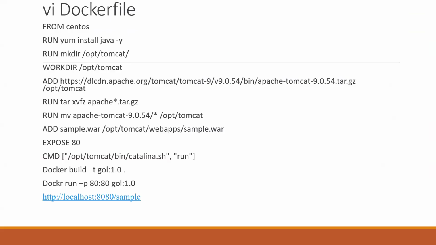Yeah. So for example, this is the Dockerfile. From CentOS, it needs to install Java, create a directory for Tomcat, download the Tomcat software, and extract the tar into /opt/tomcat. So this is the simple war where your application code will be moved to the webapps folder. Then expose 80, run the Tomcat. Okay, this is the Dockerfile.